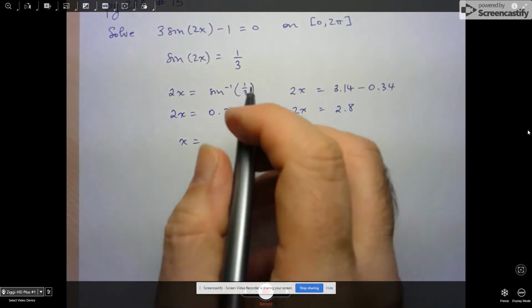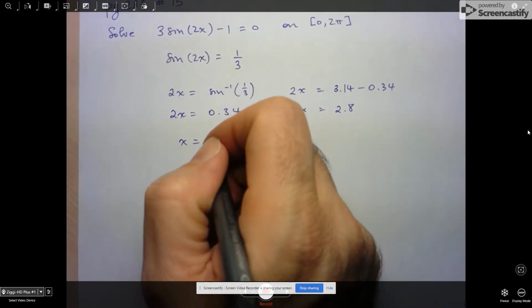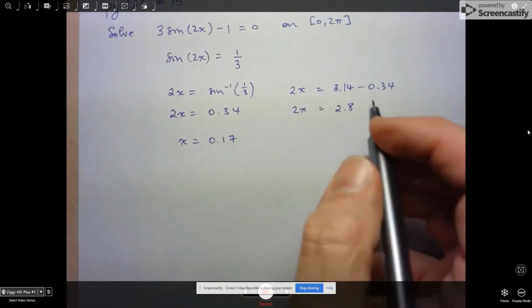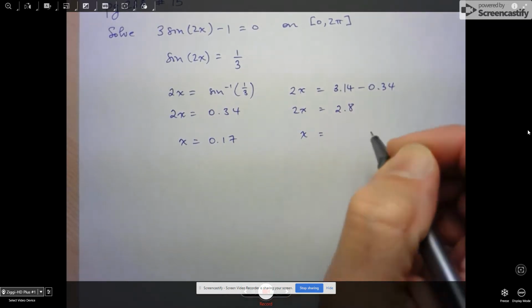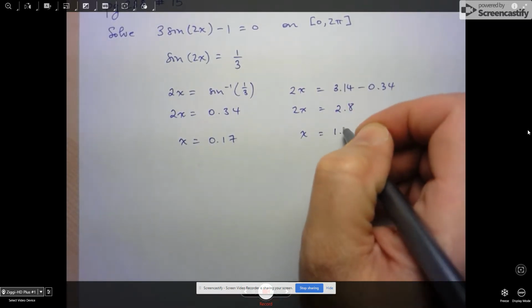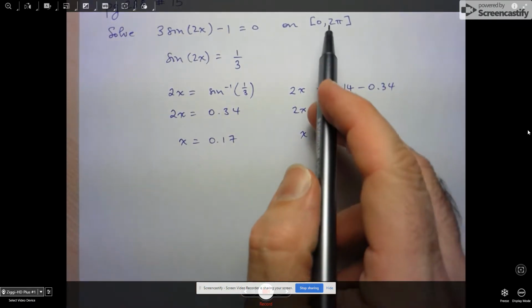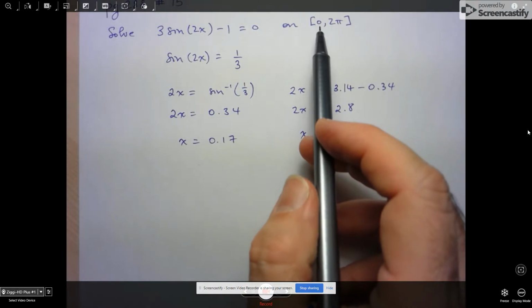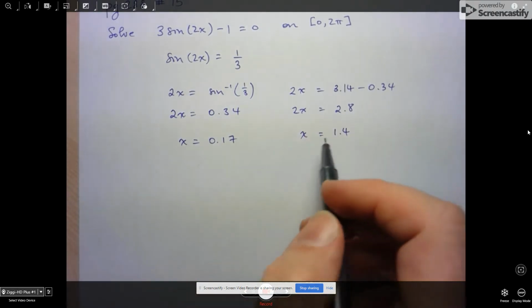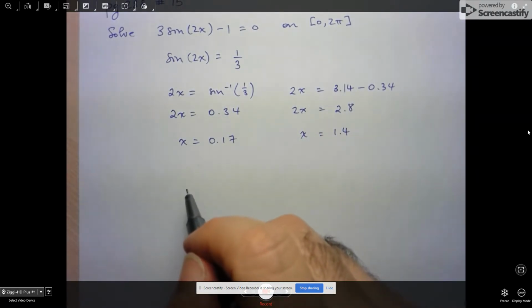Now we can solve for the variable. So x is equal to 0.34 divided by 2, which is 0.17, and here 2.8 divided by 2 will be 1.4. Both of these are within the range of values because here we're looking at 0 to about 6.28, so these are good, but there are likely going to be other answers.